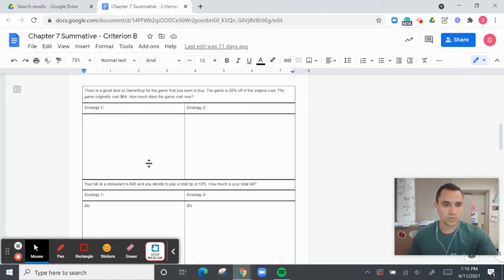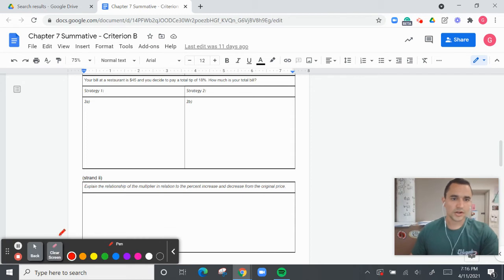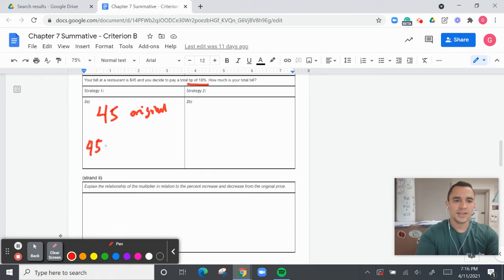All right, let's go to the next one. All right, your bill at a restaurant is $45. So we have $45 is the original. And you pay a total tip of 18%. So what you can do is a few things. One, you can do 45 times 1.18. And why am I doing 1.18?